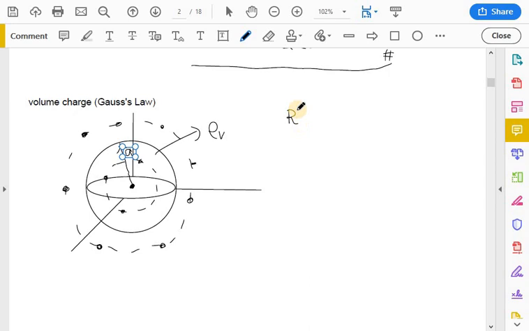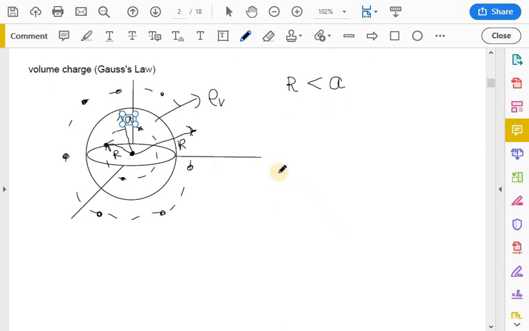Now let's look at the condition when R, the location where you want to find the electric field, is less than a. What does it mean? R is the location. For example, from here to here is R, and from here to here can be R also. So the location R is less than the radius of the sphere. So what if you want to find the electric field within the sphere? What do you have to do?